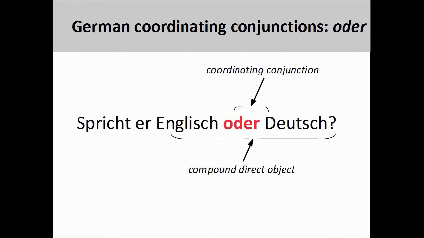The coordinating conjunction oder, or, is used when presenting alternatives. These alternatives can be in the form of words or independent clauses. For example, in the sentence you see on the screen, spricht er Englisch oder Deutsch? Does he speak English or German? Oder is used to form an alternative between the language that the subject speaks. Both languages are the direct objects of the verb spricht, and therefore form a compound direct object that is comprised of two words and a coordinating conjunction.